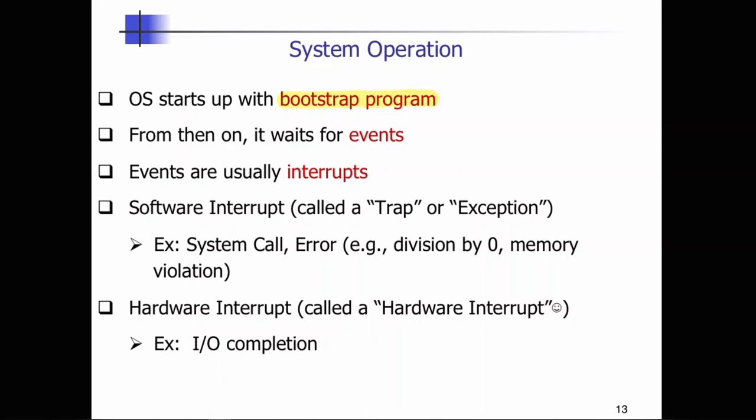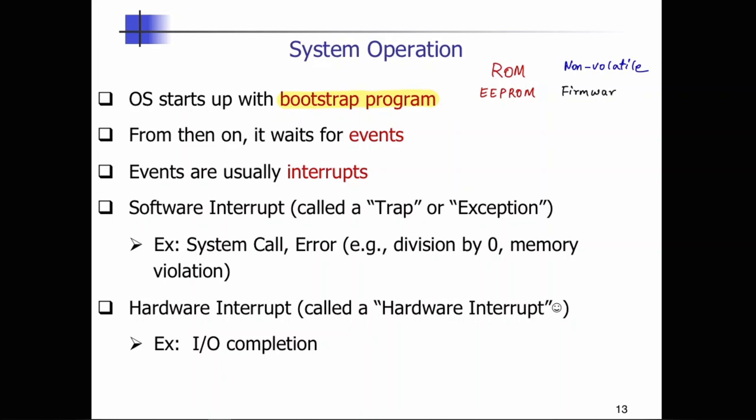It is residing in the ROM, which is a non-volatile memory. So even if the power goes off, the contents of that ROM remain there. Or it could be in the EEPROM, electrically erasable programmable ROM, which is also non-volatile. So the Bootstrap program resides there, which is also called the firmware.